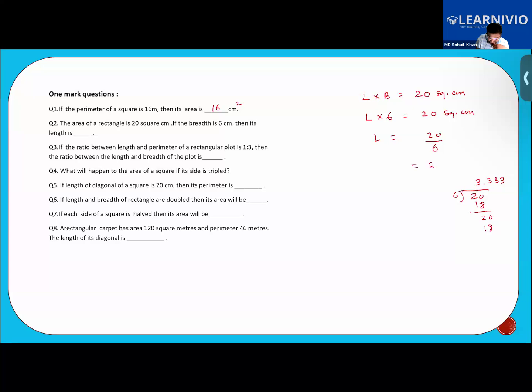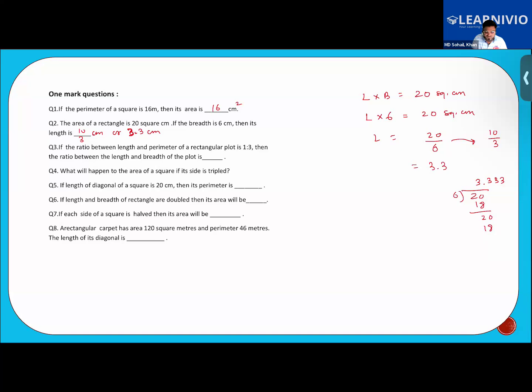Either you can give your answer as 3.3, or you can convert that into simplest form. The HCF of 20 and 6 is 2. So both of them will be divided by 2. That will be 10 upon 3. So you can write the answer as 10 upon 3 centimeter, or 3.3 centimeter.